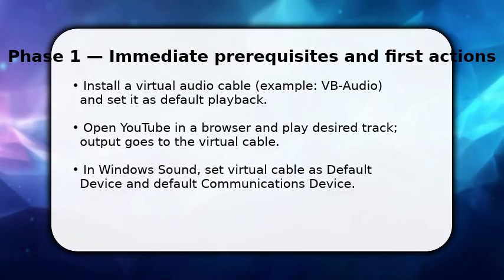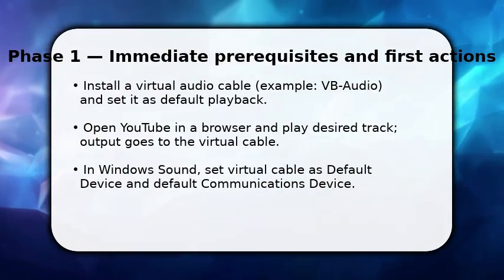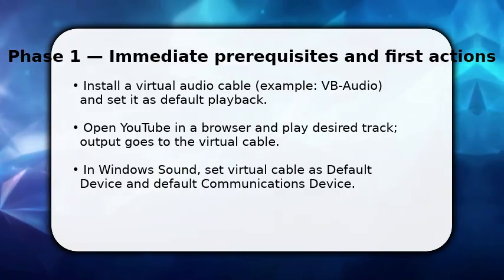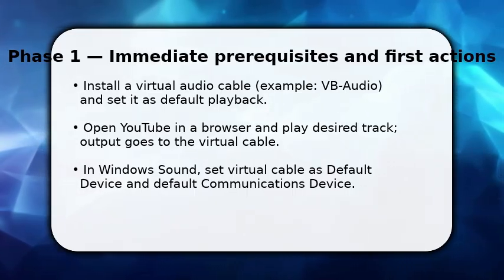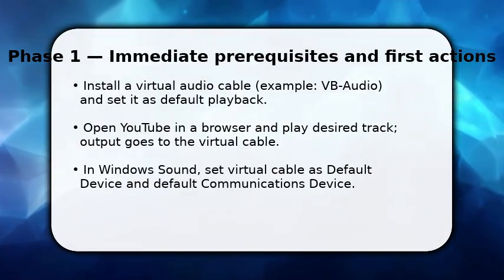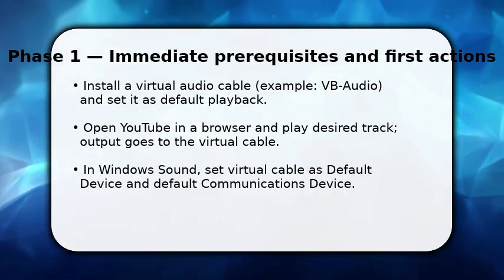You start by creating a routed audio path so Roblox can accept YouTube as a microphone. Install a virtual audio cable and set it as your default playback device. This captures browser audio. Once done, open YouTube and play the track so it routes into that cable. Make sure Windows recognizes the cable as both default device and default communications device.